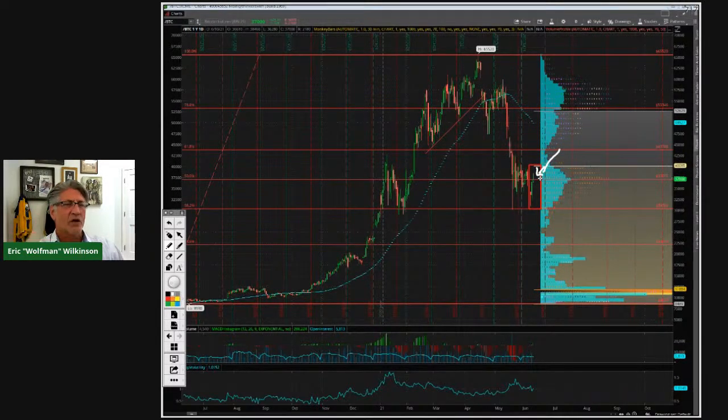Now that could be a little bit messy, but it's something that we need to keep an eye on moving forward. If we get a confirmation tomorrow with something like a nice big red candle, then I would expect us to start coming down here and revisiting this 30,000 mark.